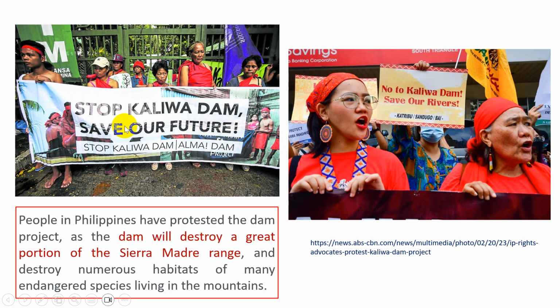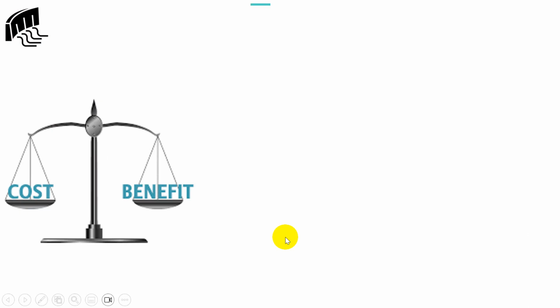Another social impact happened in the Philippines. People in the Philippines have protested the dam project, as the dam will destroy a great portion of the Sierra Madre range. This is the name of the mountain range. And it is said the dam will destroy numerous habitats of many endangered species living in the mountains. So the government should be ready to face people's protests about the dam project.